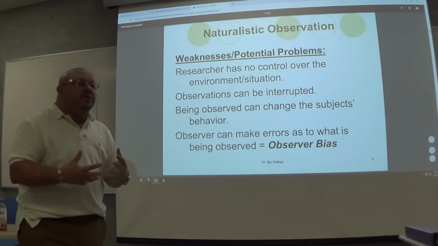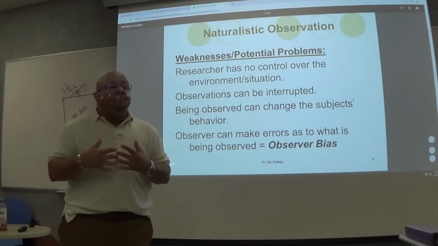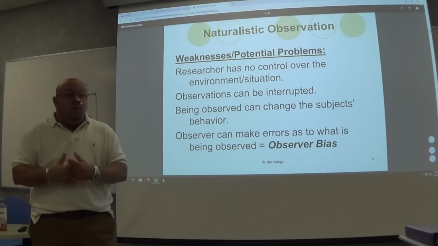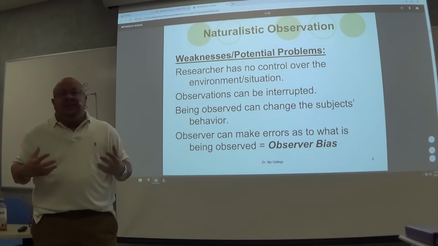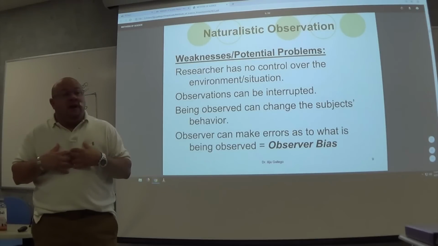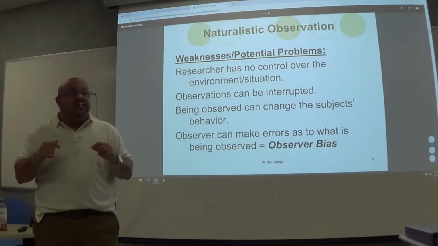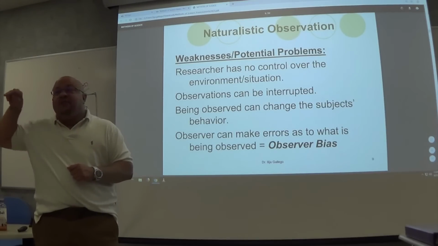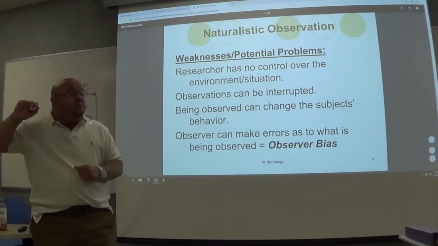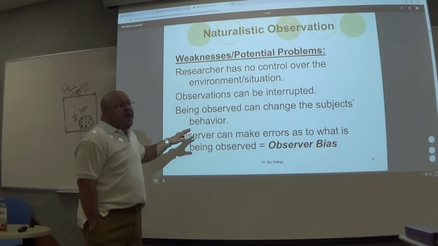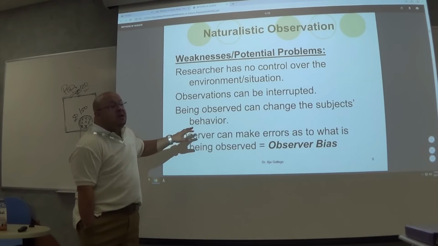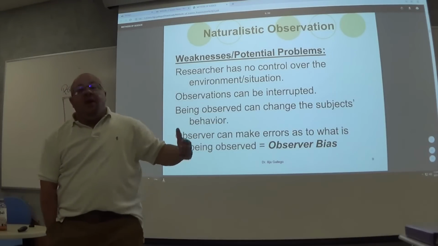This is why when we do this kind of research, the observers are usually more than one. Everybody sees things from their own perspective, right? You never see anything outside of your head. Your eyes are in your head, and every time you go to see something, there it is through your head, right?